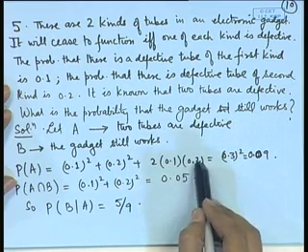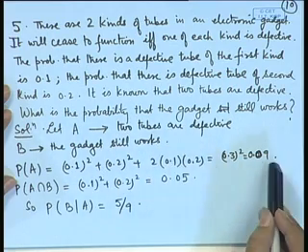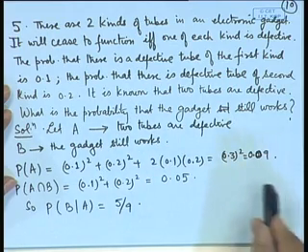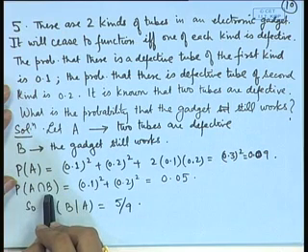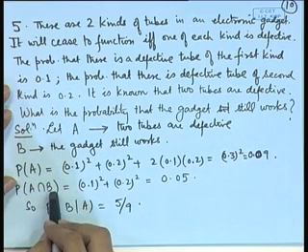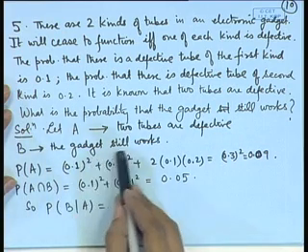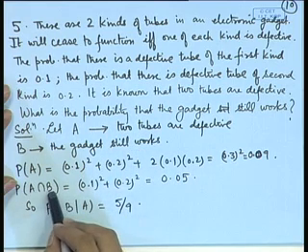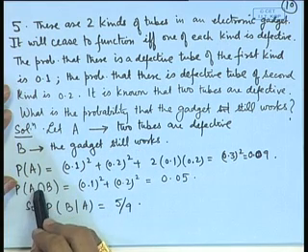So, it will be 2 into 0.1 into 0.2. So, this is equal to 0.09. Now, what is the probability of A intersection B? A intersection B is the event that the gadget is still working and the two tubes are defective.